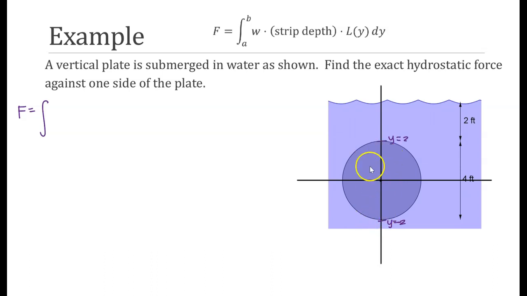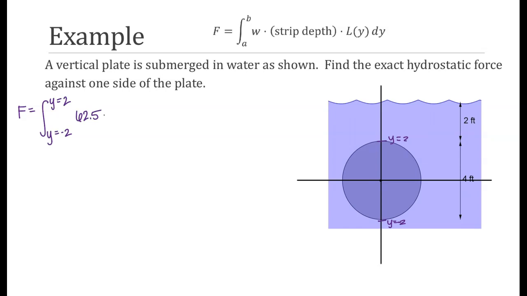So the diameter is 4, so that means the radius is 2. I'm going up 2 and down 2. So my limits of integration are actually going to be y equals -2 to y equals +2. We're talking about water again, so we're looking at 62.5 is the weight density.